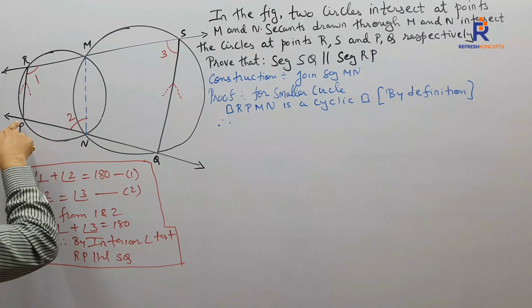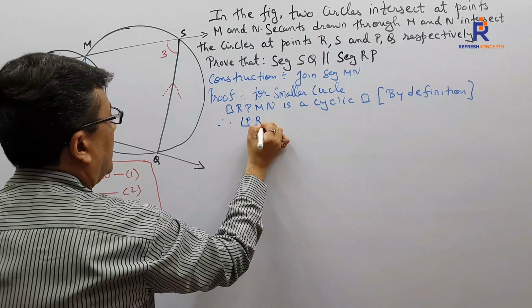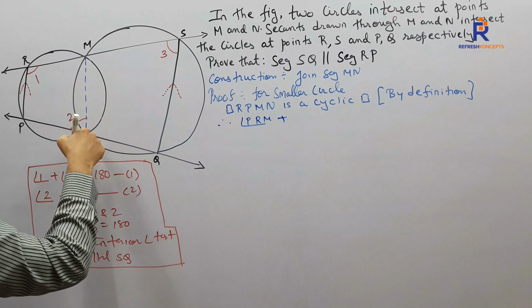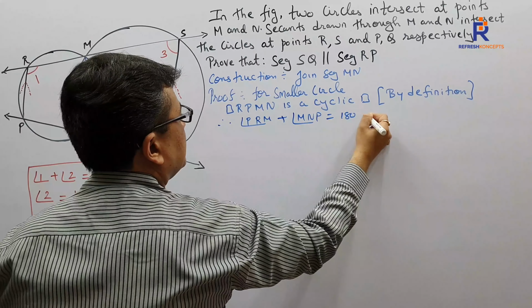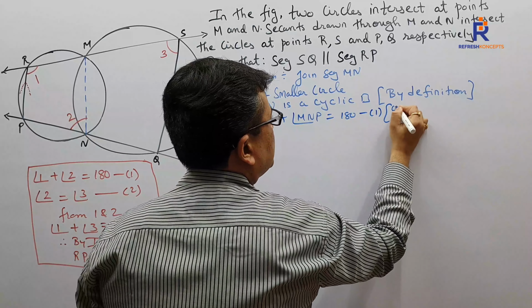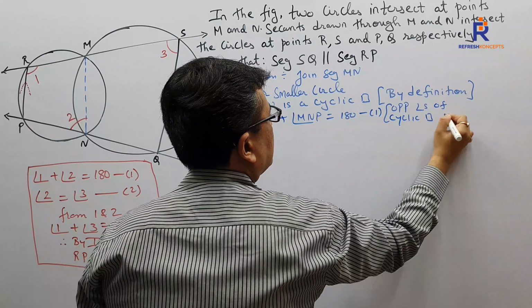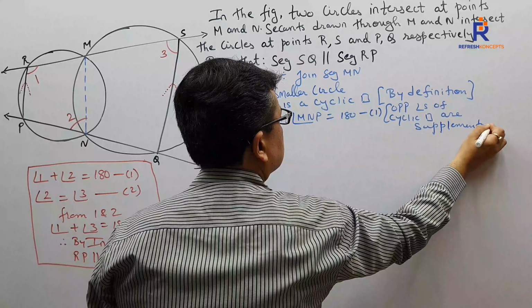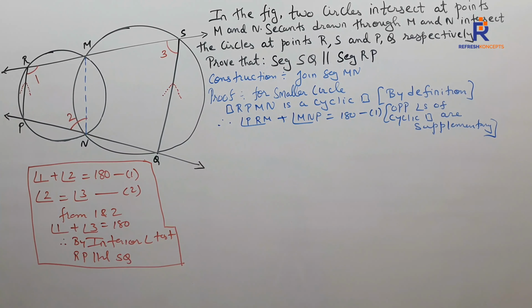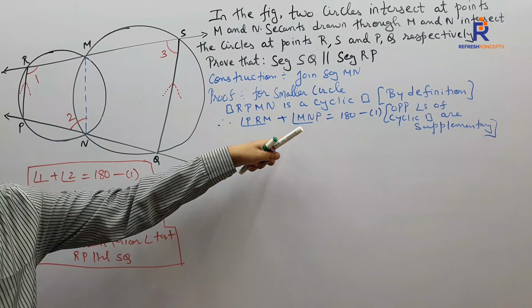1 plus 2. So what am I going to say? PRM plus MNP is 180. Equation 1. Opposite angles of cyclic quadrilateral are supplementary. So I'm done with my first part. And in order to finish off my first part, can you see how many statements and reasons you have given?